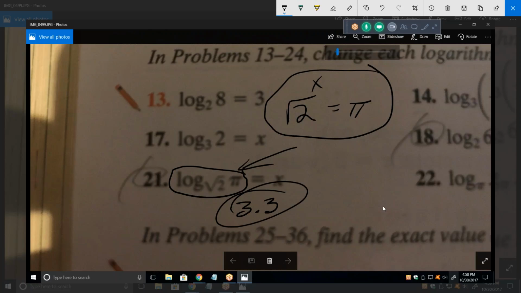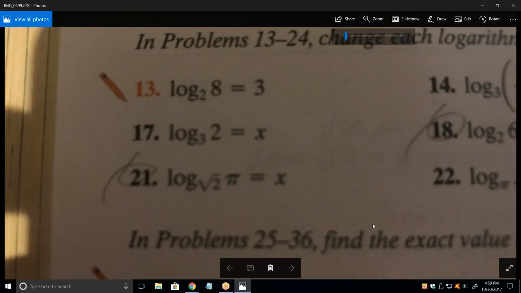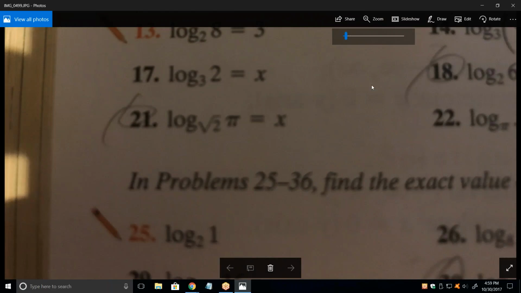Let's see, what else? Can I scroll down here at all? I think I just had those 3 on it. Oh no, you had log 1. I got log base 2 of 1. You know how to get that exact value, correct? It says without using a calculator. Oh, really? Ah, okay.